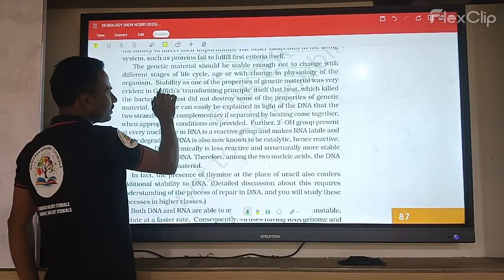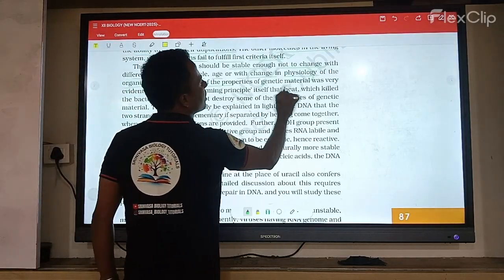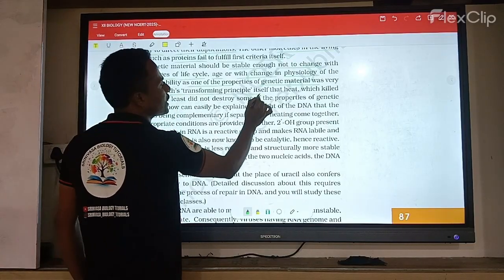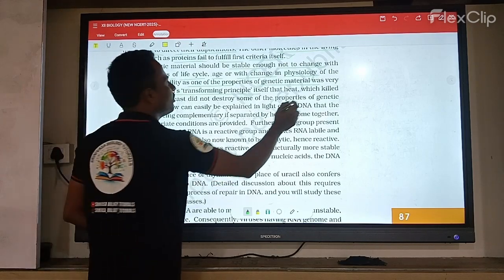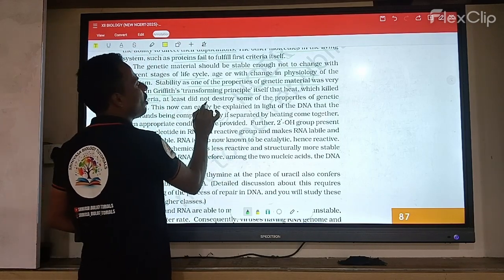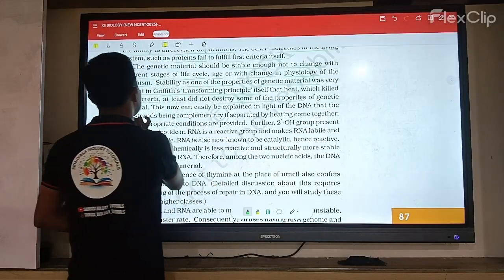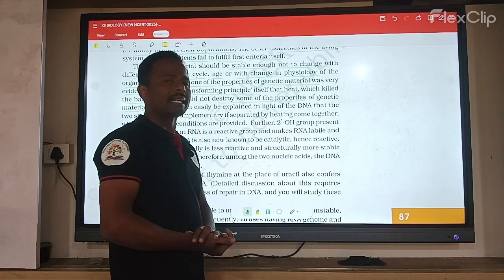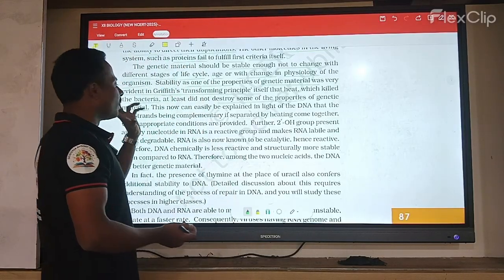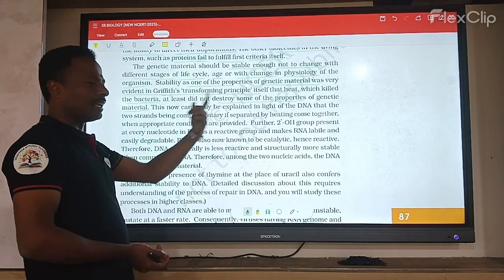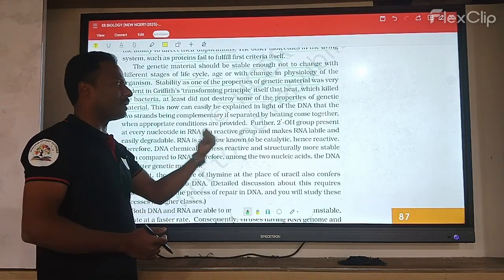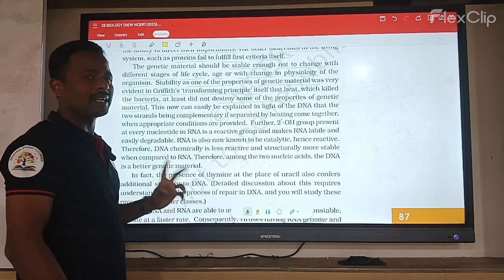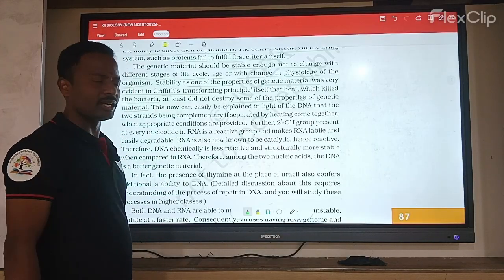But the stability, one of the properties of the genetic material, was evident in Griffith's transformation principle itself. The heat which killed the bacteria did not destroy some properties of the genetic material. So what does the Griffith experiment explain? In the Griffith experiment, heat-killed bacteria were injected into mice, and what happened? The mice died. Right? So in that experiment, they explained what? The DNA acts as a genetic material.